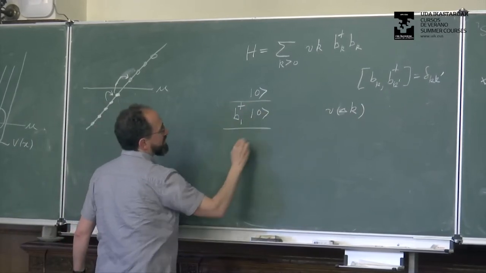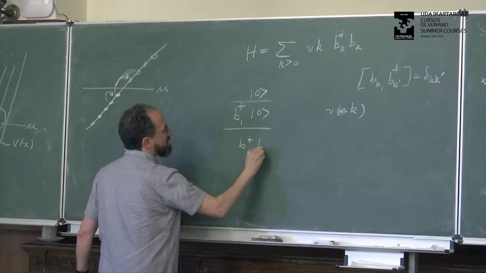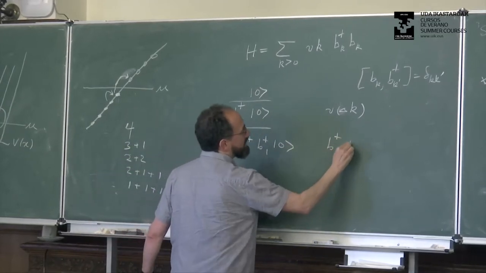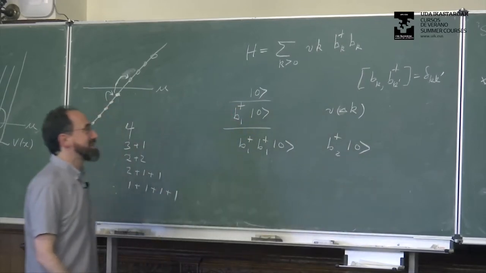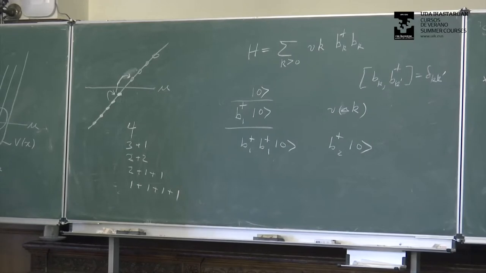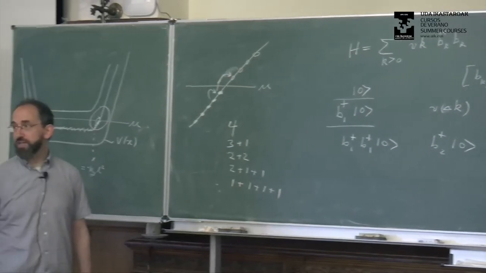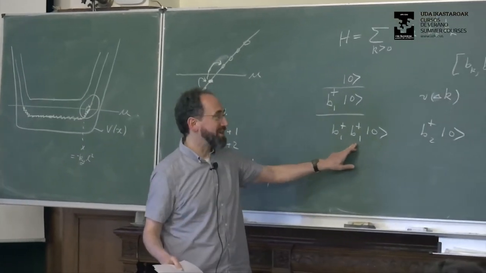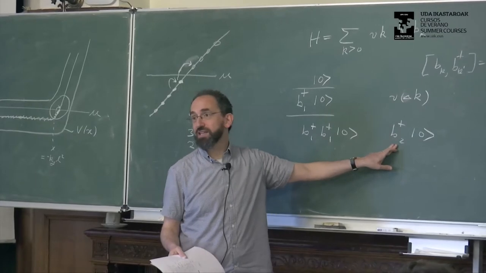This, just like it was over here. At two units, we could do b dagger 1 twice on 0, or we could do b dagger 2 on 0. And these things have exactly the same energy, and they both have the same momentum as well. Two steps in momentum and two units of energy. This one gets two units of energy because it's two excitations of one unit, and this one gets two units of energy because it's one excitation of two units.